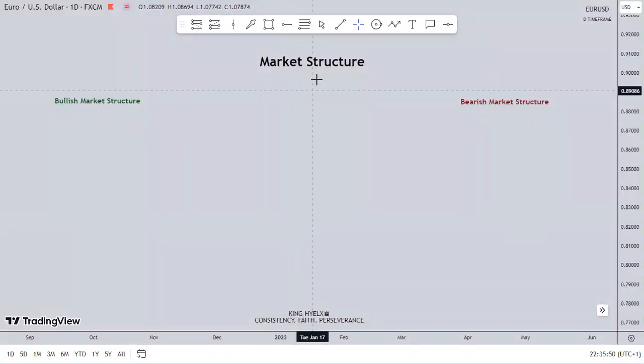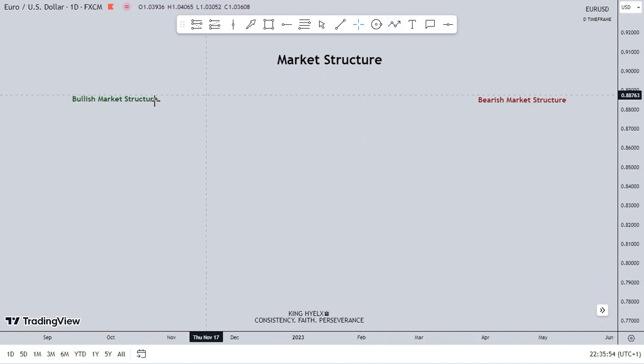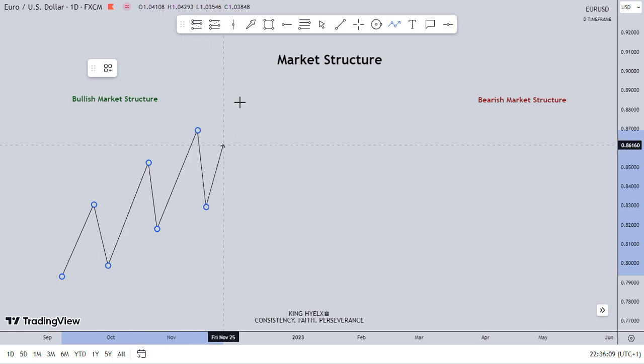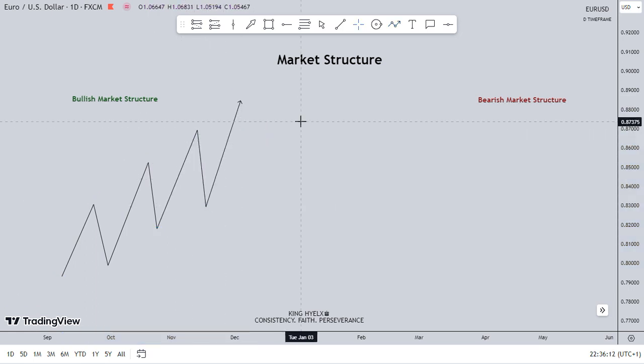Alright, so we're now on the charts and I'm going to do a little bit of illustration here. I said I'm going to be showing you a bullish market structure and a bearish market structure. In a bullish market structure, essentially what we're looking for is something like this. What we're doing here is that in a bullish market structure, we keep forming higher highs and higher lows. Okay, let me explain this further.